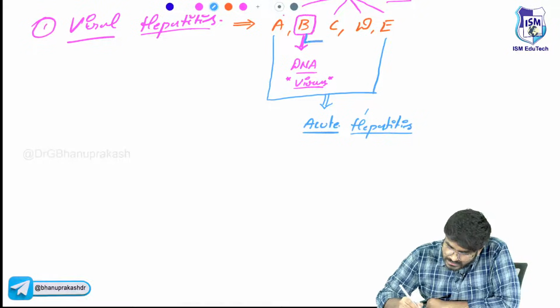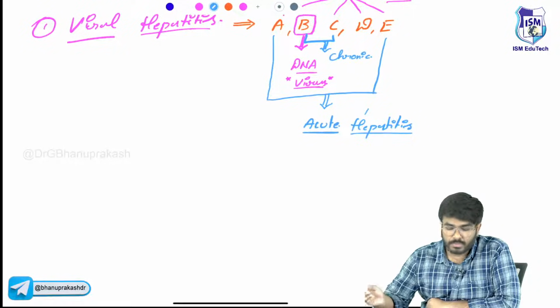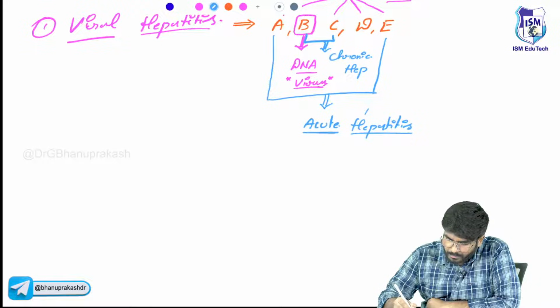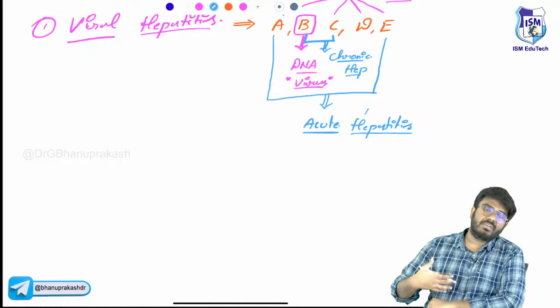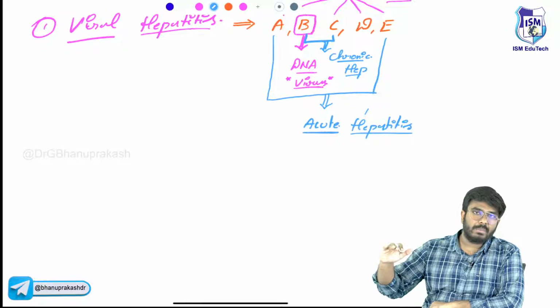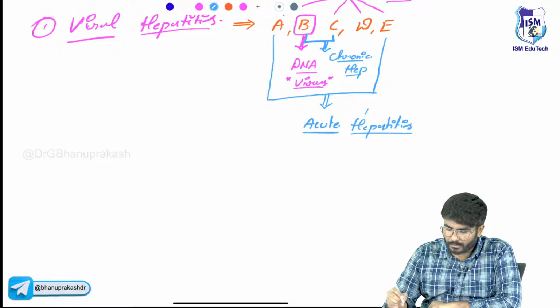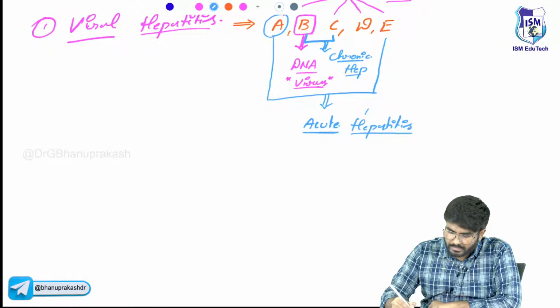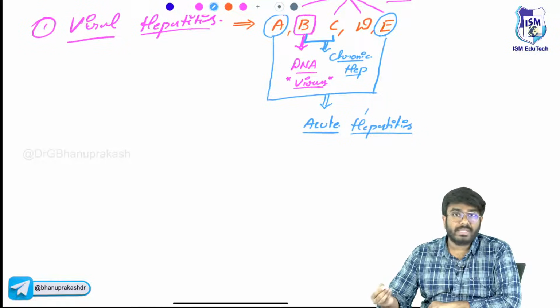But B and C will show chronic hepatitis, meaning more than 6 months. A person can have this virus growing in the liver for more than 6 months. Even after 6 months, the levels will be high and the virus is still there. That is chronic hepatitis. A and E will never cause chronic hepatitis; they will cause acute hepatitis.